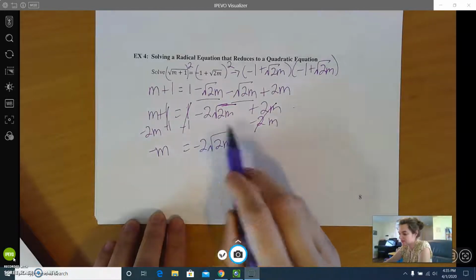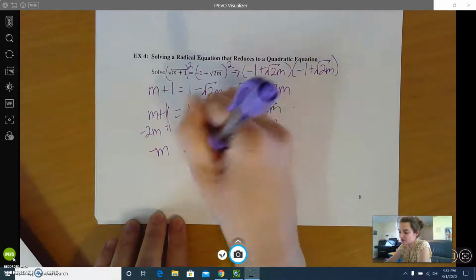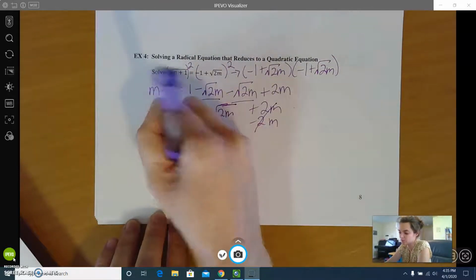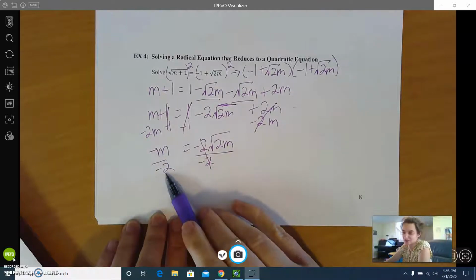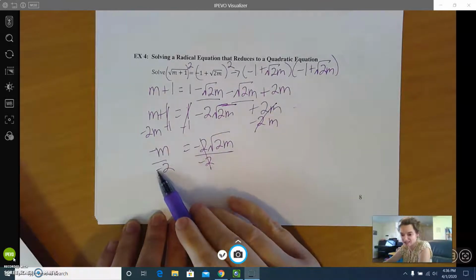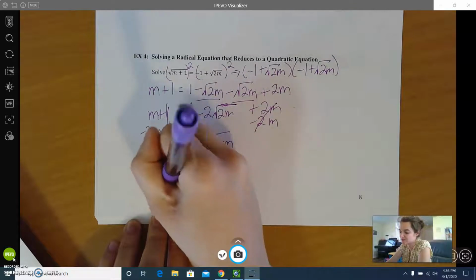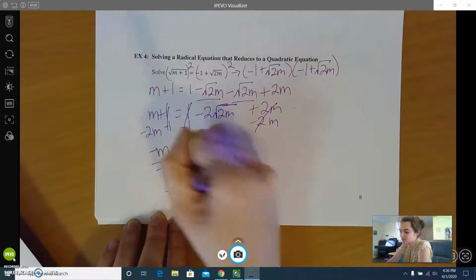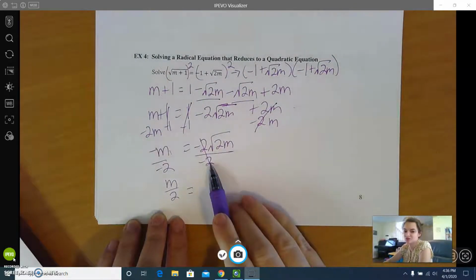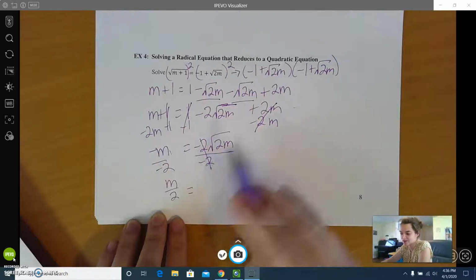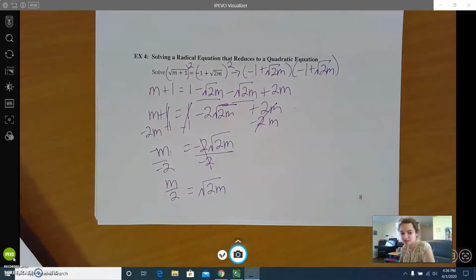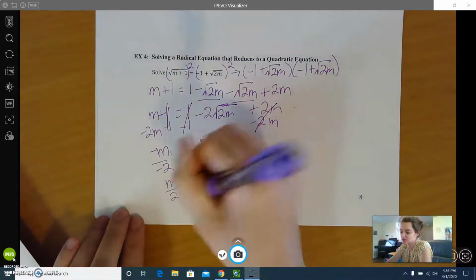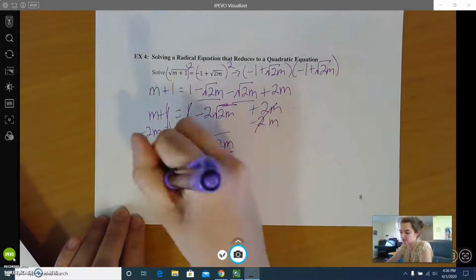Last but not least, to get that square root by itself, I'll divide both sides by negative 2. Negative m divided by negative 2, well, a negative divided by a negative is a positive, so I'll have positive m over 2. On the right side, negative 2 divided by negative 2 is 1, so I'll just have the square root of 2m. Now my square root's by itself, so to get rid of the square root, I'm going to square both sides.